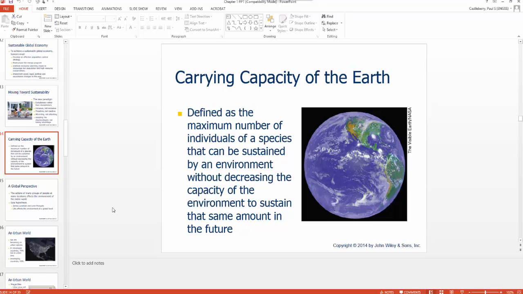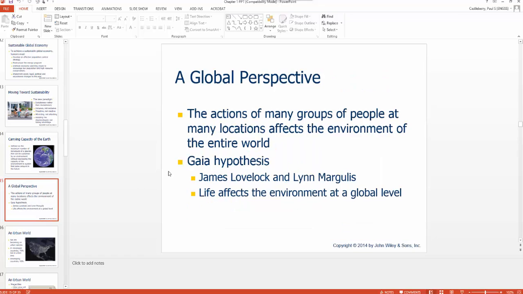So we must ask ourselves, what is the human carrying capacity of the earth? What are some options involving quality of life and proper human health? How are we going to achieve this? By choice and planning, or by famine, war, and disease? Now, when we talk about carrying capacity, we're talking about a global perspective.